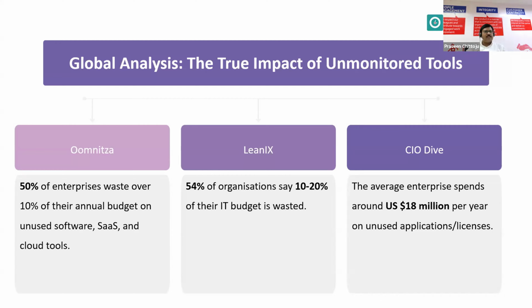And we got one result from Lean 9. Here they are saying that 54 percent of organizations say that 10 to 20% of their IT budget is wasted, because of this redundancy, because of this repetition, because of this unclear tool usage.